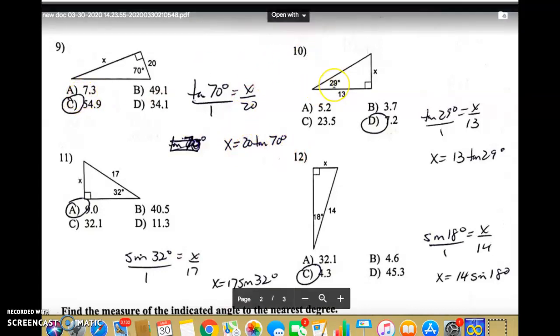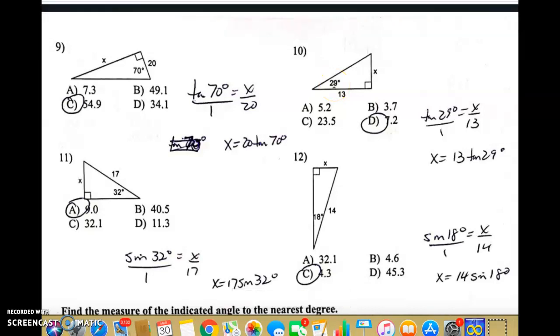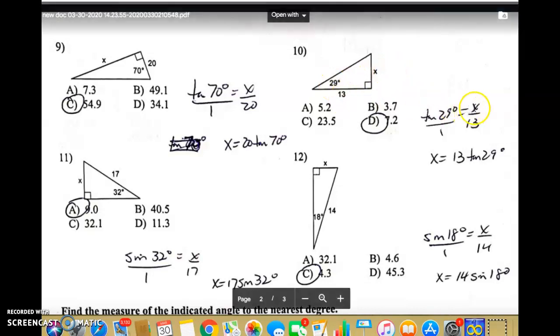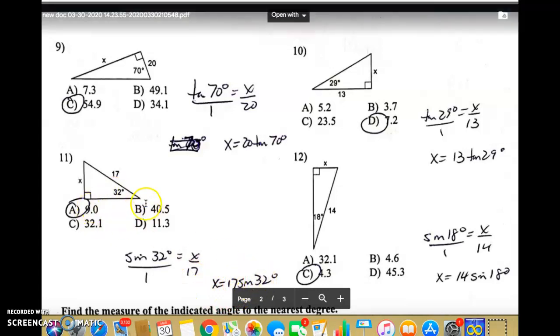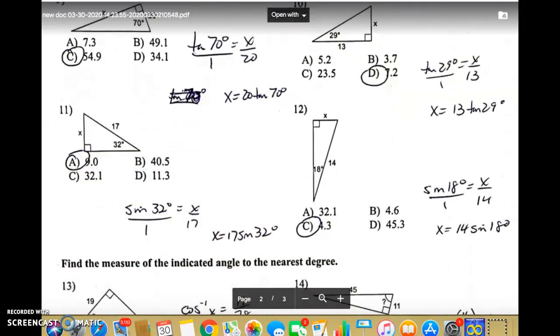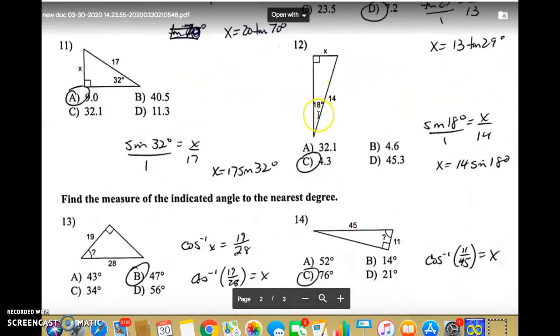10. Here's another tangent. 29. So tangent 29 is x over 13. Same thing, cross multiply. 13 tangent 29 equals x. Solve it, you get D. 11. This is a sine. So sine of 32 equals x over 17, which here it is. Cross multiply, so you get 17 sine 32. 12, sine of 18 is x over 14. Cross multiply, you get 14 sine 18, which is option C.